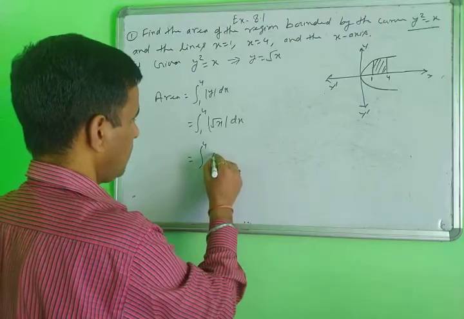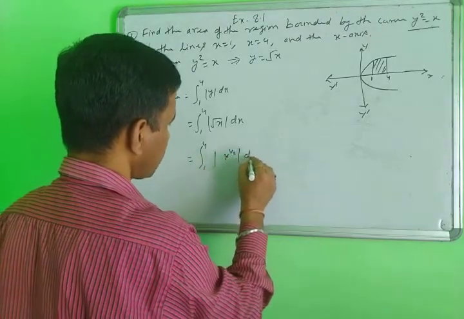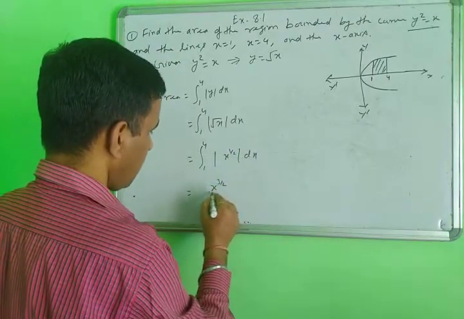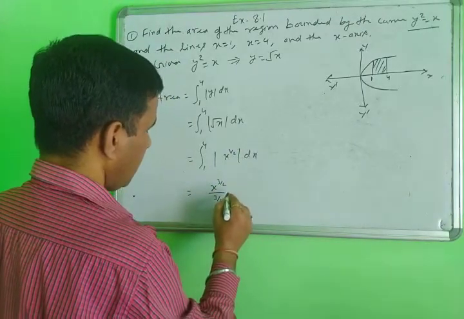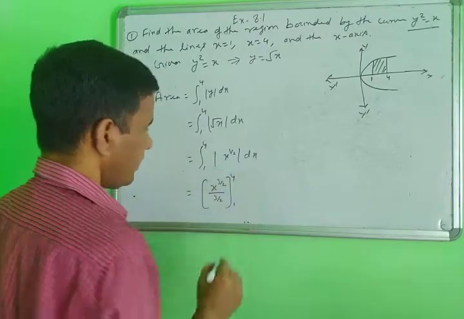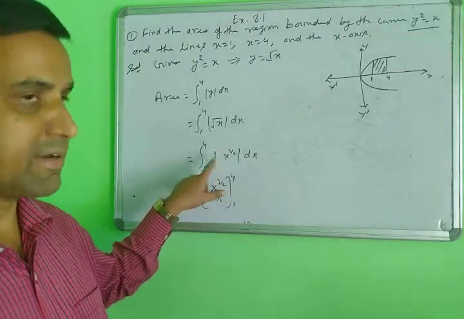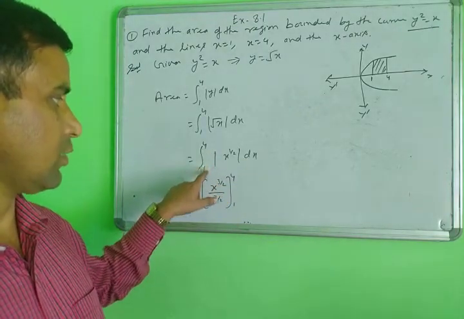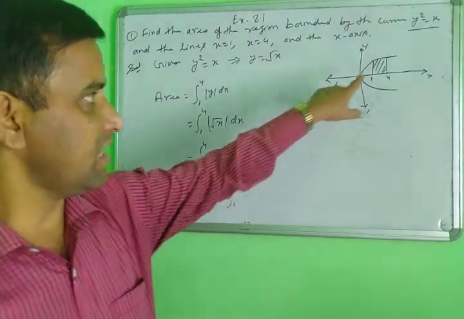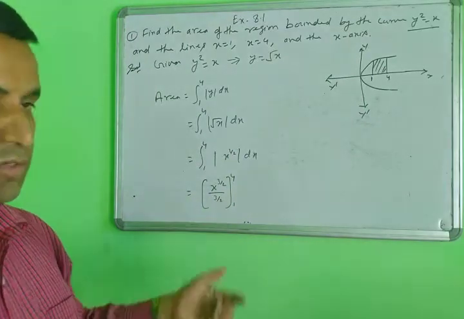From 1 to 4, x to the power 1 by 2, dx. So what is the value of this? It is x to the power 3 by 2 upon 3 by 2, and then you write the limits 1 to 4. Don't put c here, because this is a definite integral with a closed interval, so you will not put c, because a definite area is fixed. Then you calculate and find the answer.